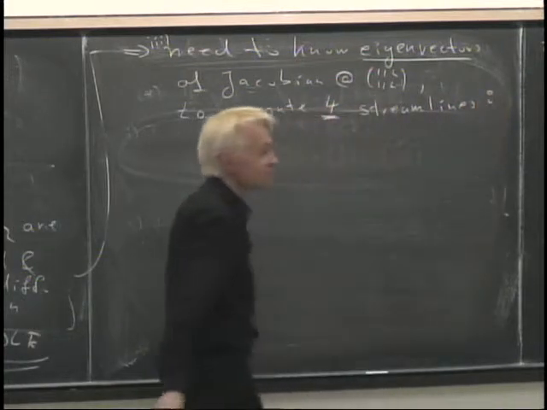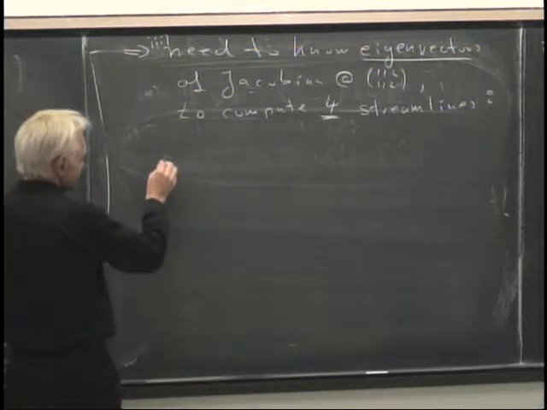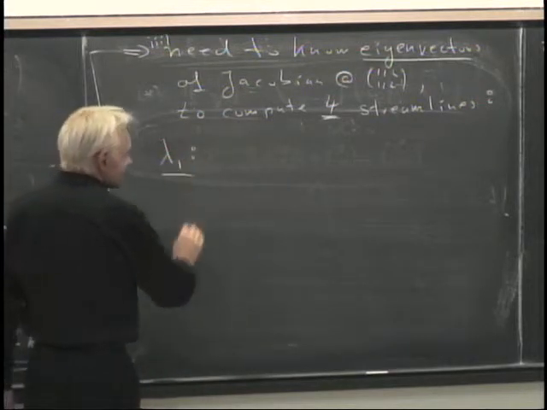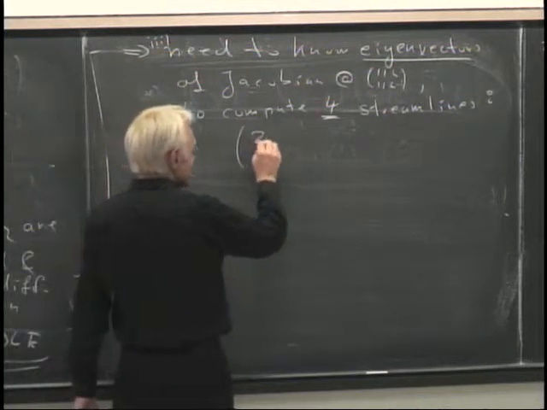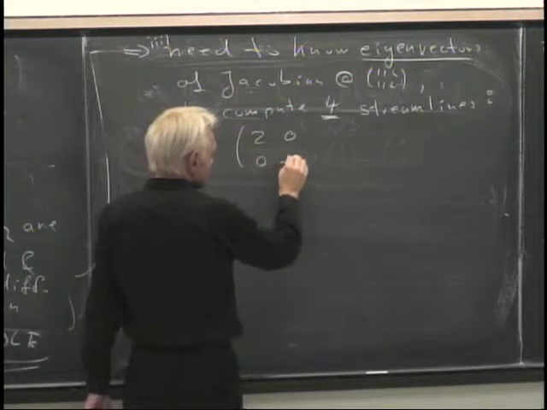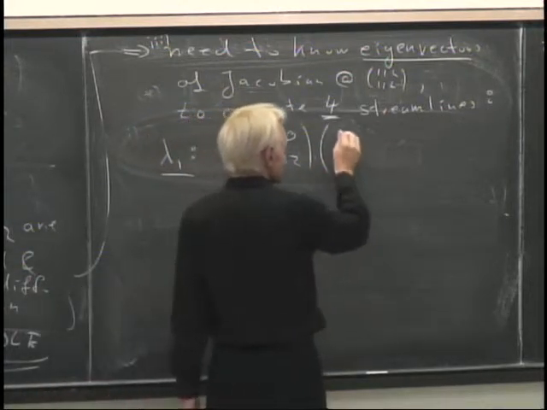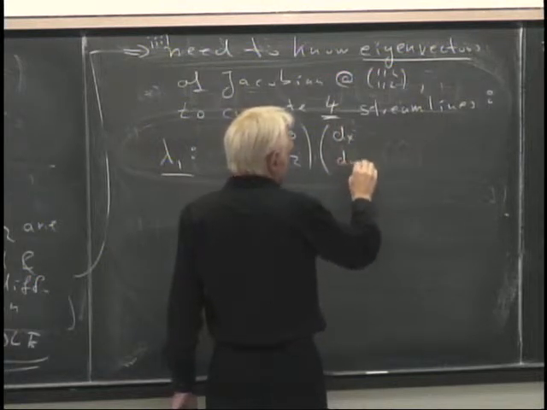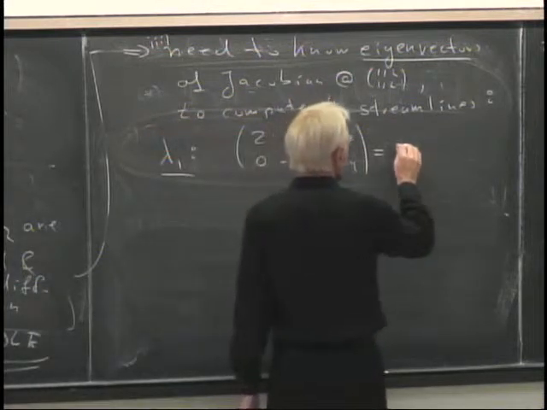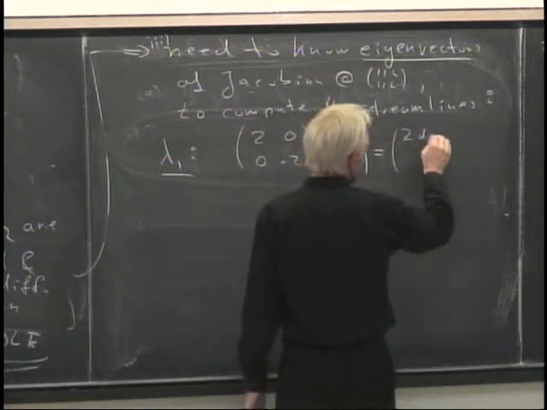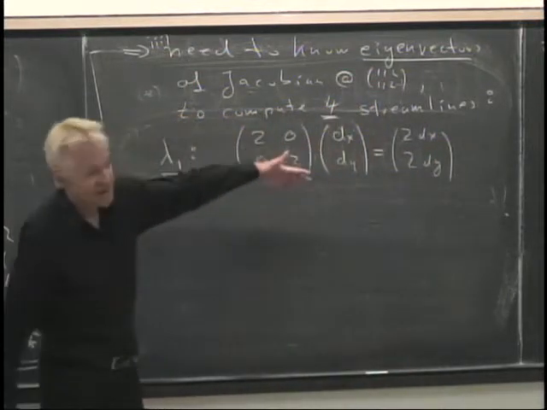Okay, so now I need to do an eigenvalue computation. Now for lambda 1, I can do that. What is this eigenvector computation? Well, the matrix, we are only concerned with the Jacobian, 2, 0, 0, minus 2, times the direction I want, which I call dx, dy, should be the first eigenvalue, which was 2, times the direction, 2 dx, 2 dy. Okay, and so now you get an eigenvector from that, right?